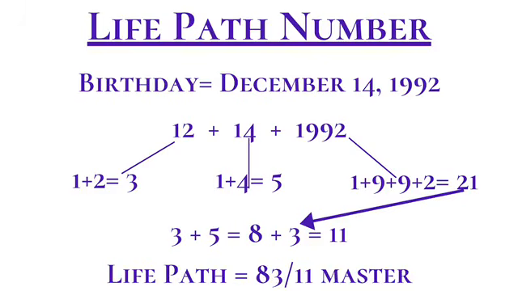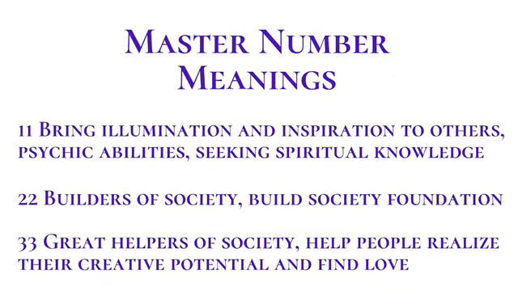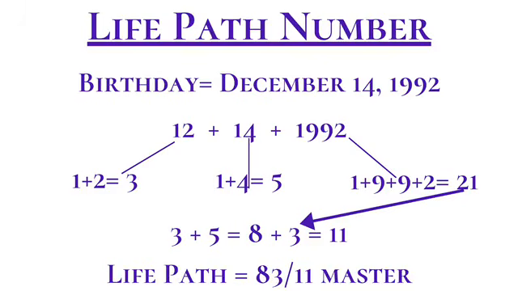And the master numbers, we do not add the two digits together. So there are three master numbers in numerology, and the three master numbers are 11, 22, and 33. So after you have added all of the digits together in your birth date, and if you end up with either an 11, a 22, or a 33, you are not going to add these two digits together because you basically have a master number as your life path number.